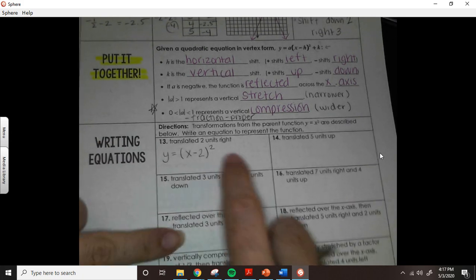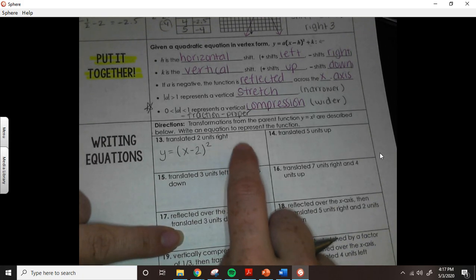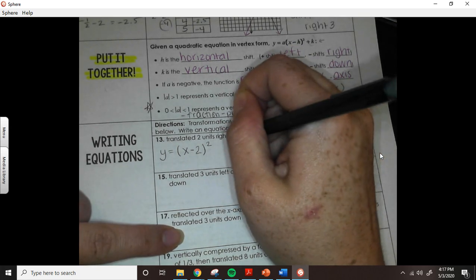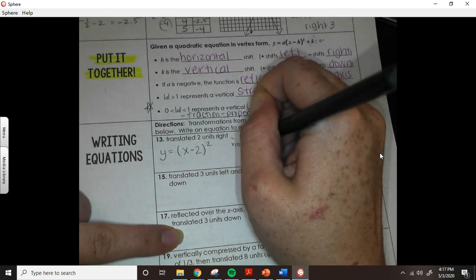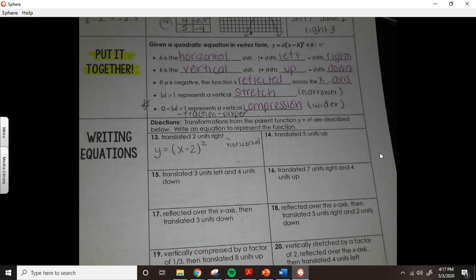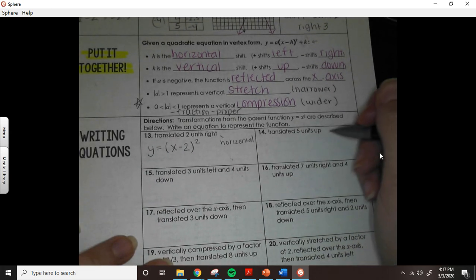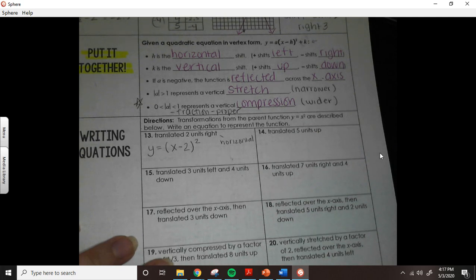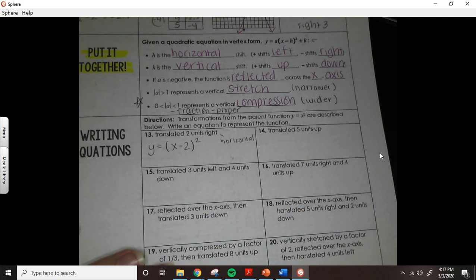Okay, nothing else. There's no adding because it's not up or down. It's just 2 units right, which means horizontal movement, which means that your h is moved. So a shift and a translation, FYI, mean the exact same thing. Translating just means moving or shifting.